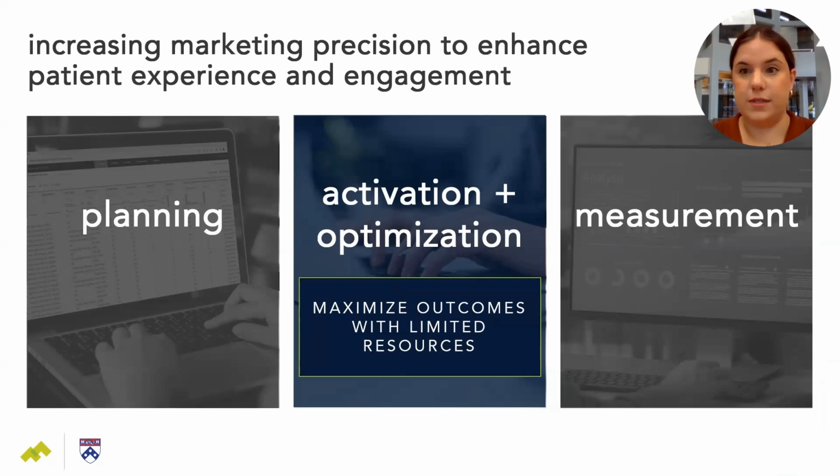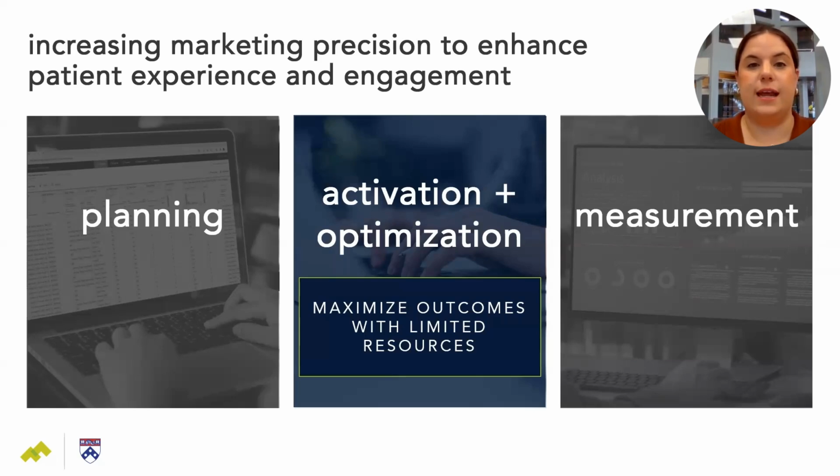The next bucket that we're going to talk about is activation and optimization. So you've planned your campaign, you've used AI to make sure that you've budgeted appropriately. Now, what do you do once it's launched to make sure that performance meets your expectations, that you're doing everything you can to get the most out of your campaign? AI can help with that. There are lots of ways actually that AI can help you maximize your outcomes when, again, resources are limited.